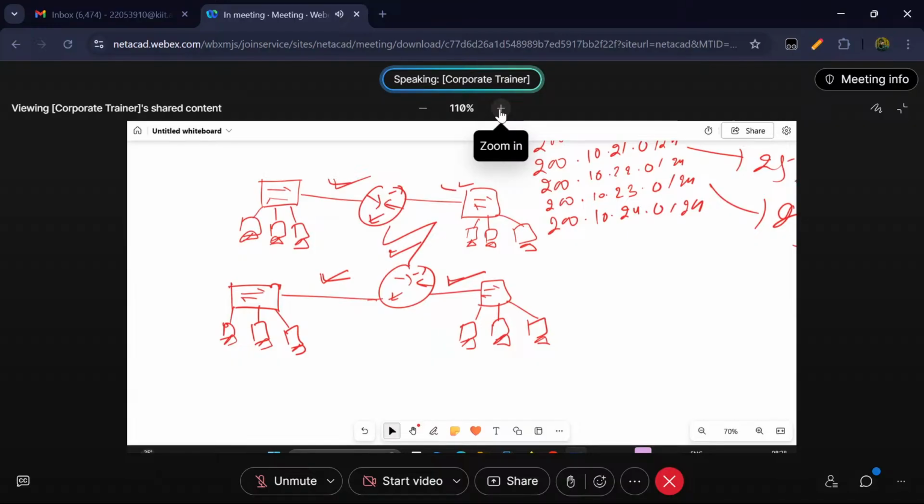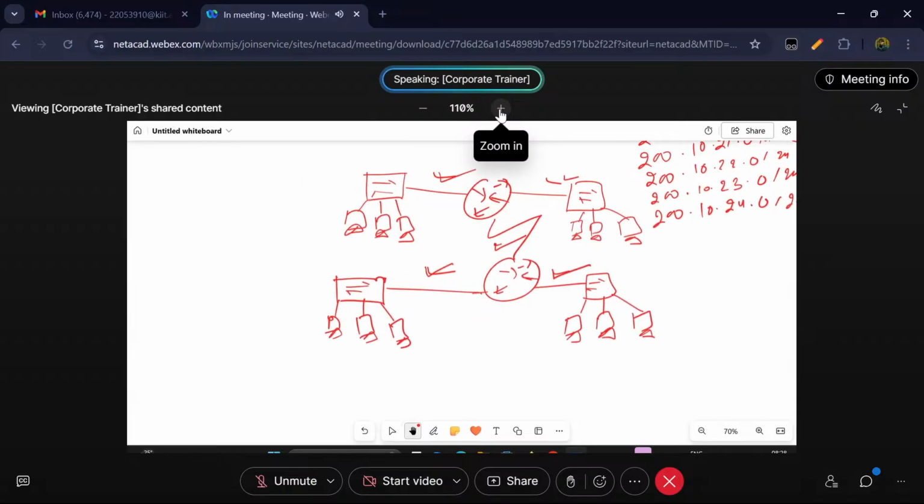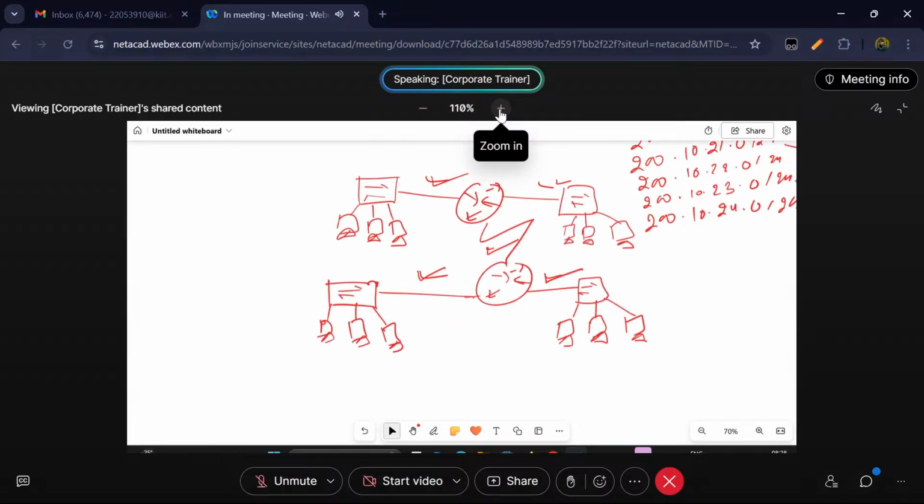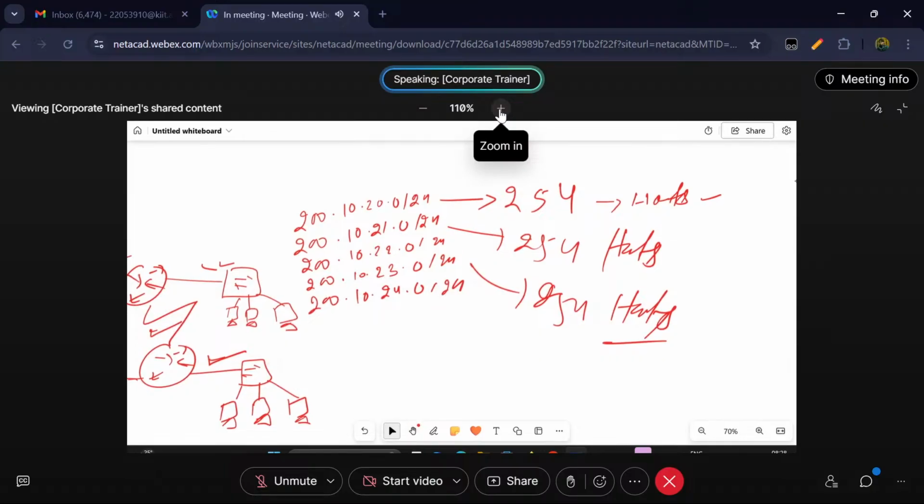Okay. So if you are using 5 different networks, just think of it. In each and every network, suppose I have used one network 200.10.20.0/24, 21.0/24. So in each and every network, how many hosts can I configure? 254, right? But maybe I have a requirement of a smaller number of hosts.